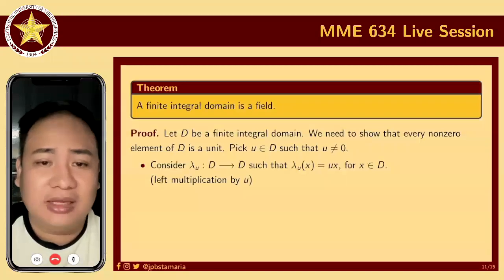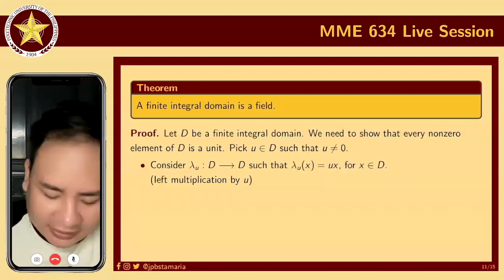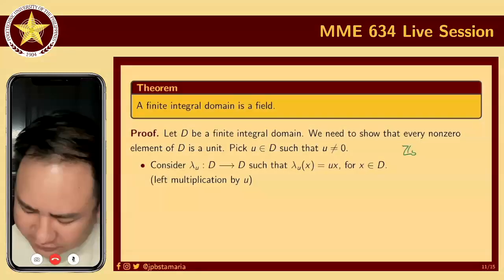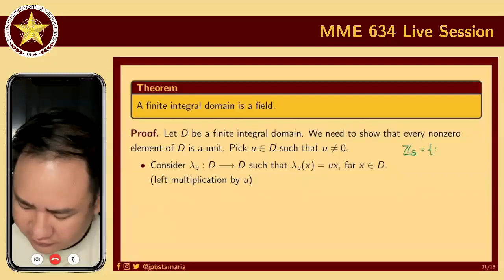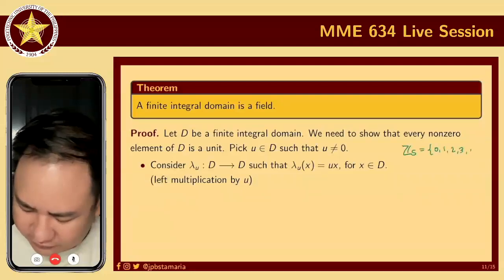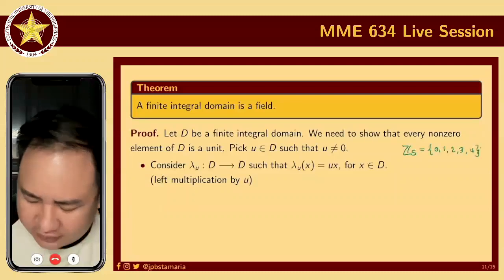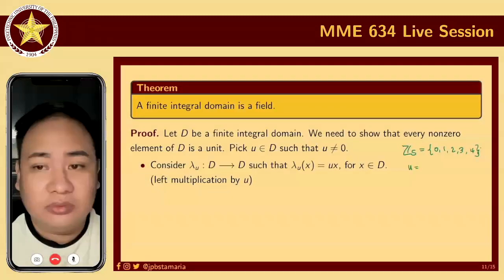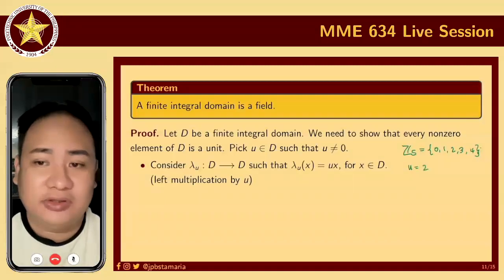Multiply lang by u sa kaliwa. Left. Halimbawa, magbigay ako ng example, ha? Ano ba yung Z sub 5? Yung paborito nating Z sub 5: 0, 1, 2, 3, 4. Ang u, kunwari na kinuha ko, anong gusto nyong u? Kunwari 2. How do I show that 2 has a multiplicative inverse?